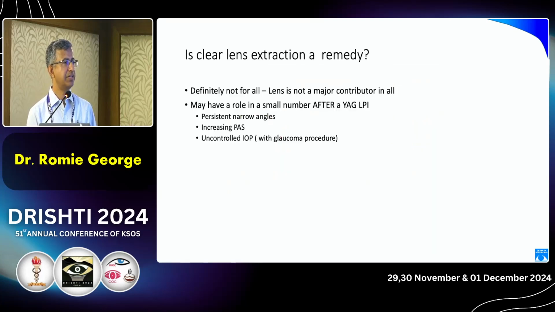Clear lens extraction? Definitely not for all PACD. It may have a role for a small number of people if you have a very narrow angle after YAG PI, which is persistent, which is increasing synechiae, or if there is uncontrolled intraocular pressure with medications. To my mind, these are probably the only indications where I would even consider a clear lens extraction, because these are also the eyes where you are most likely to have a problem with cataract surgery.